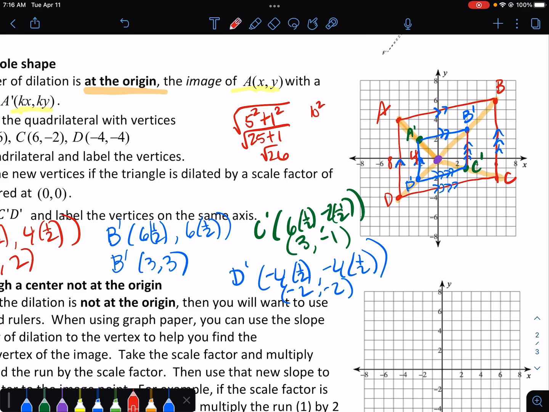So I'd have 10 squared plus 2 squared, square rooted. So that's 100 plus 4, which gives us 104. And we would need to check that those are proportional, or we know that these are proportional because we know that this is a dilation.